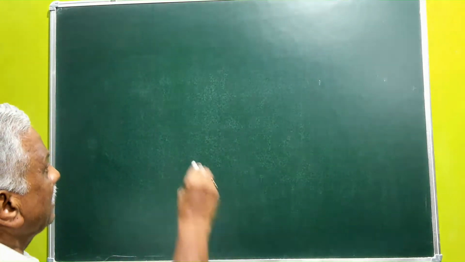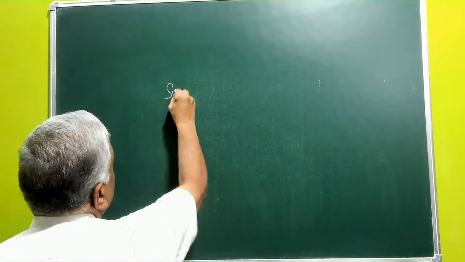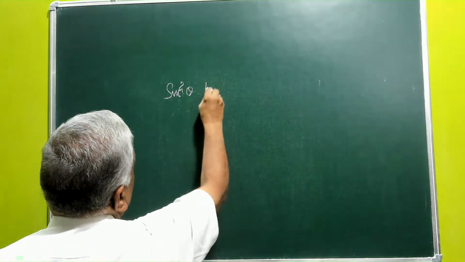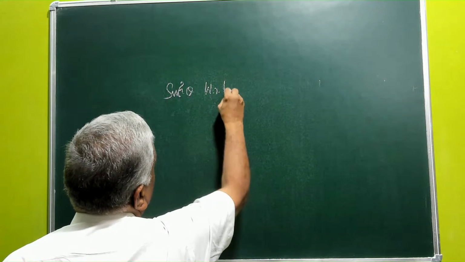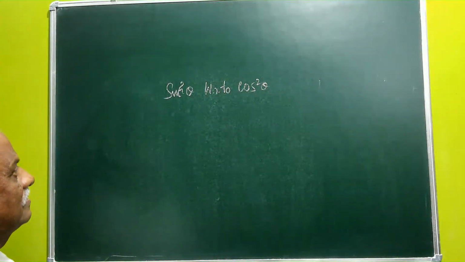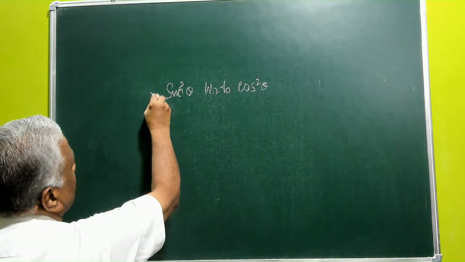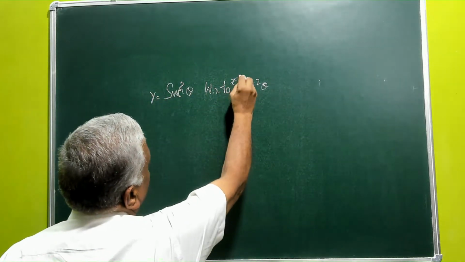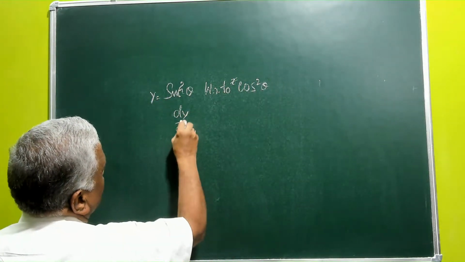Next, find the derivative of sin square theta with respect to cos square theta. Same thing, you can call this as y, this as z. You have to find dy by dz.